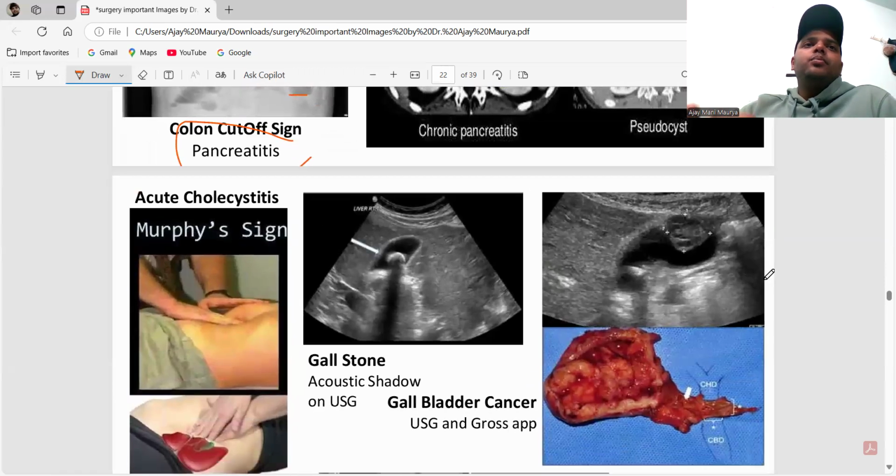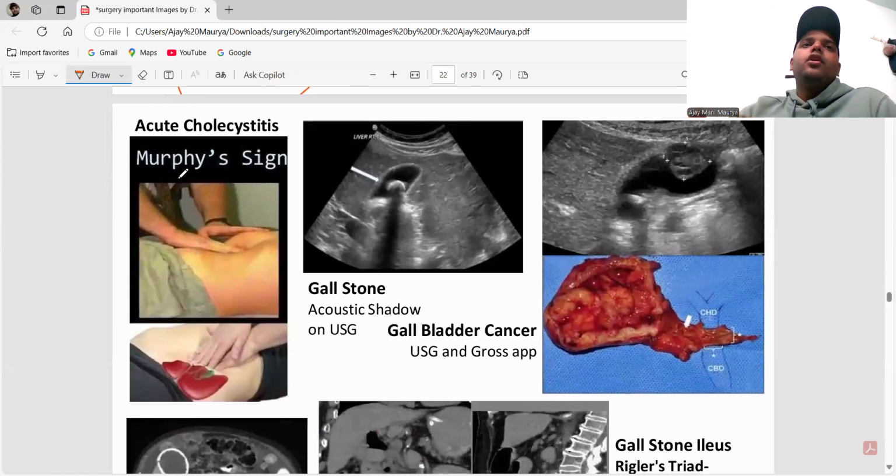This is the Murphy sign, guys. You have to press here at the right upper quadrant. Now tell the patient to cough. Just leave it, rebound like this, guys. Tell the patient to cough. If there is pain, it means Murphy sign is positive. It's for acute cholecystitis.